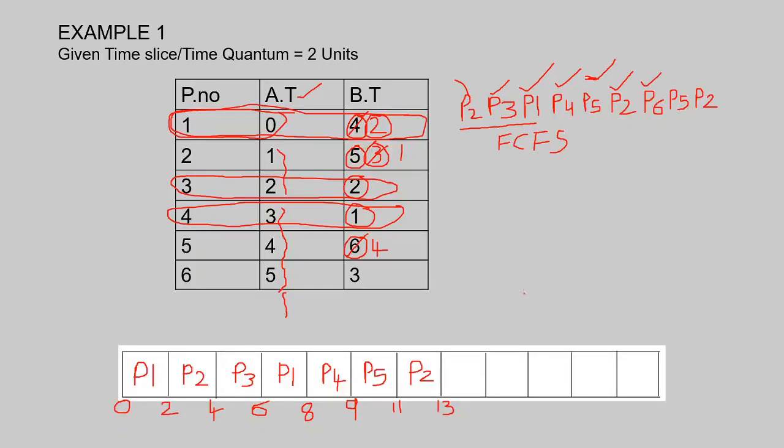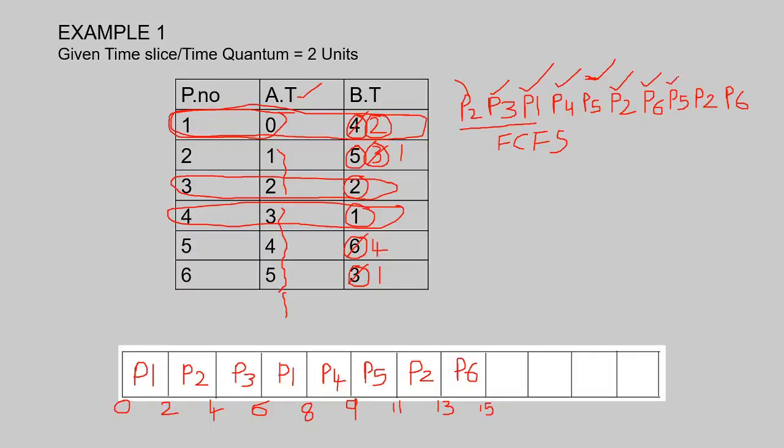Now select next process from the queue, that is P6. What is the burst time of P6? It is 3 units. So out of 3 it is going to execute 2 units, so 1 unit will be remaining. So 13 plus 2, it is 15. As P6 has not completed its execution, it will be sent to the queue now. P6.